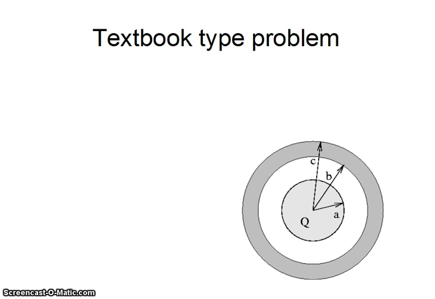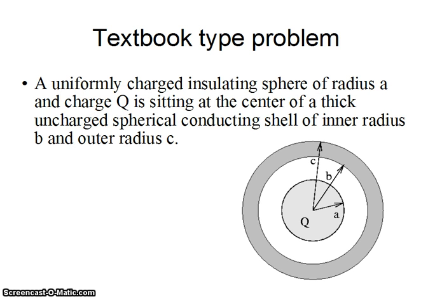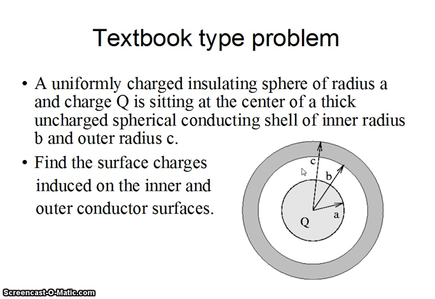Here's the setup of the problem. I've got a uniformly charged insulating sphere, radius A, charge Q, just like that thing I just talked about. But now it's sitting at the center of a thick, uncharged, spherical conducting shell. Inner radius B, outer radius C. Thick shell made of conductor. In between, the problem doesn't say, so I assume vacuum. I want to find the surface charges induced on the inner and outer conducting surfaces, that is, at r equals B and r equals C.